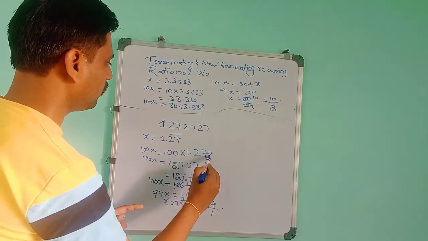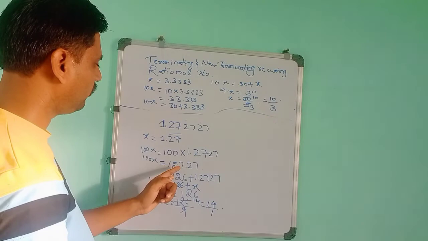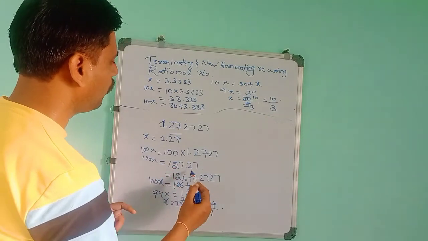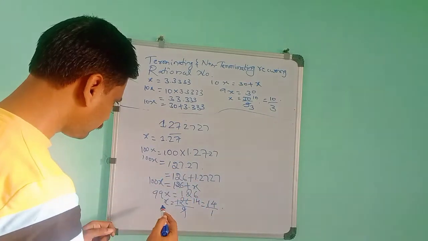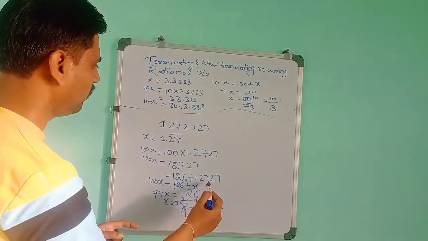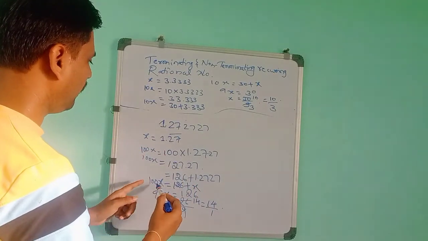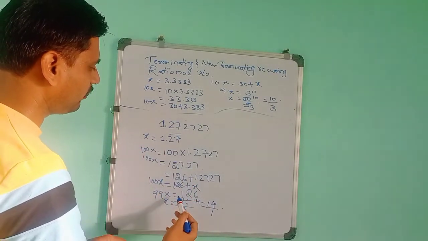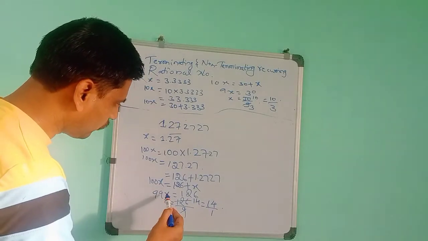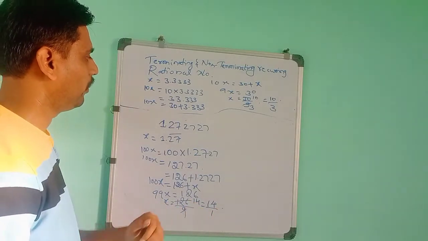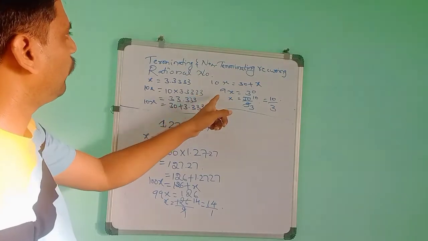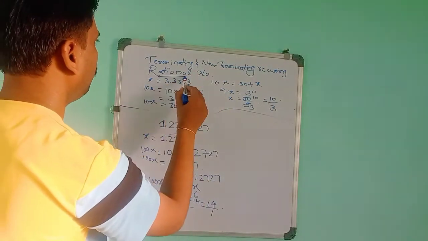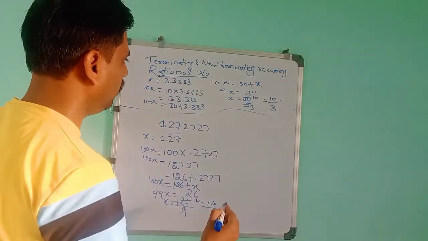127.27. Then 127.27 is written as 126 plus 1.2727. So 126 plus this, which we have taken as x. So 100x minus x means 99x is equal to 126. x is equal to 126 by 9, which is 14, that is 14 by 1. So a non-terminating recurring decimal always comes as a rational number only.